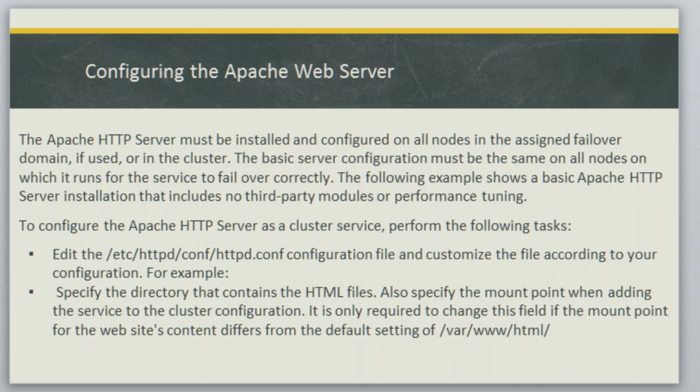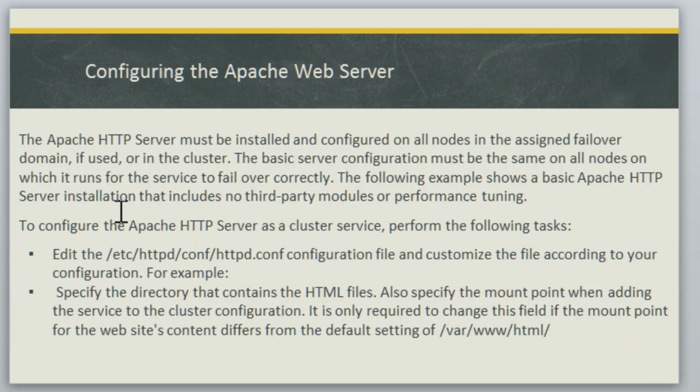So let's look at configuring the Apache web server. The Apache HTTP server must be installed and configured on all nodes in the assigned failover domain if used, or in the cluster. The basic server configuration must be the same on all nodes on which it runs for the service to fail over correctly. The following example shows a basic Apache HTTP server installation that includes no third-party modules or performance tuning.